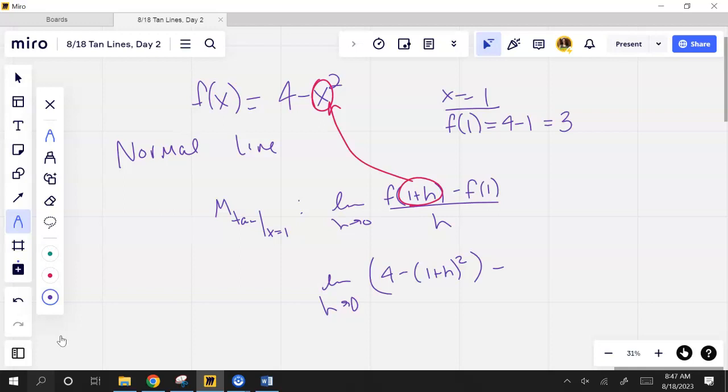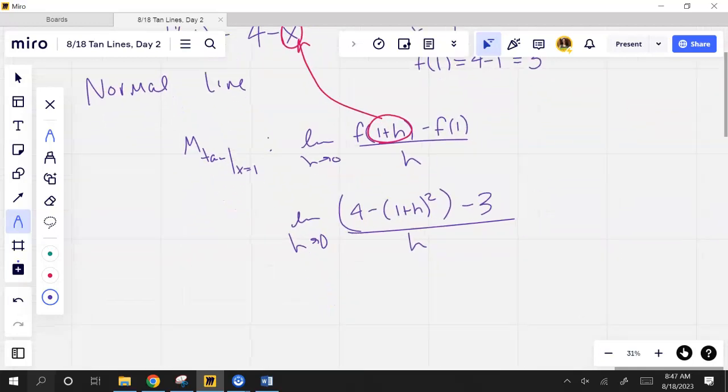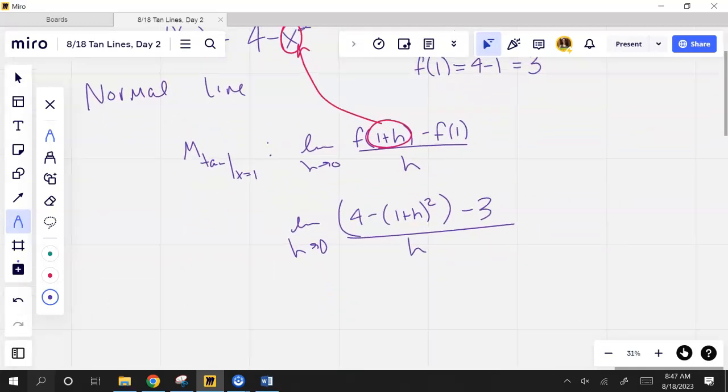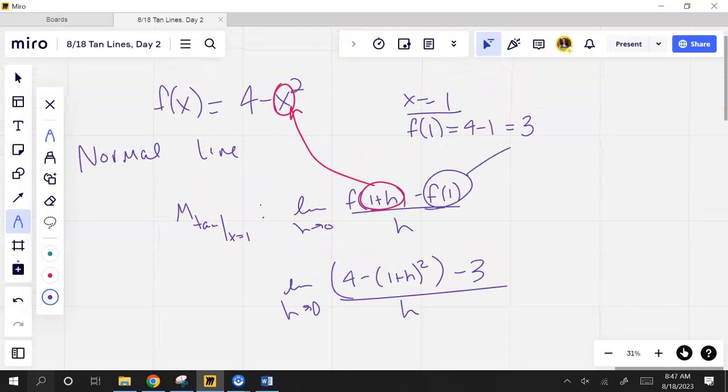It never works. I bet it's a negative sign that you messed up on, and I'll show you where I bet it is. Minus 3 over h. F of 1. Okay, tell me where I lost you. That's okay. That's all right.